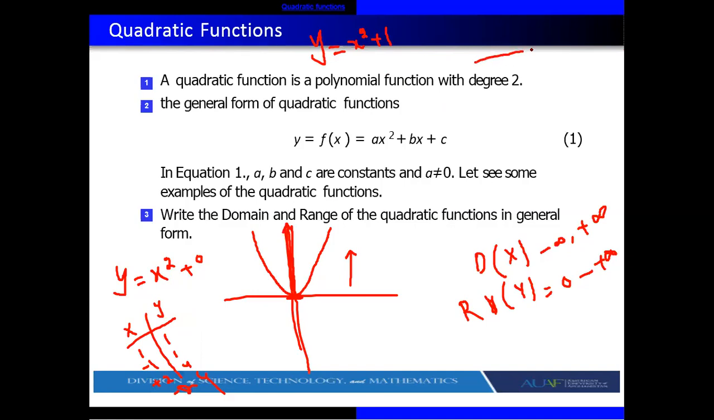If you draw the graph on xy coordinates, because we have x square plus 1 here, the graph will start from plus 1. Before, we had just x square plus 0, so it started from 0. So the graph will be from here, from 1, like this one.